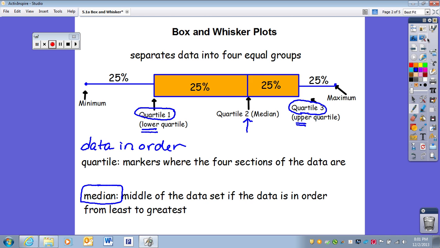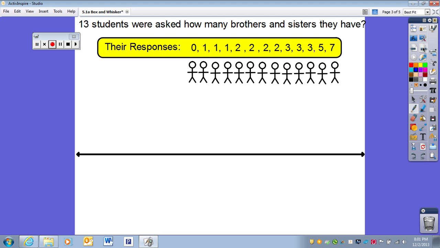So if we take a look at an example where we have 13 students that were asked how many brothers and sisters that they have. So we have these responses of 0, 1, 1, 1, 2, 2, 2, 2, 3, 3, 3, 5, and 7. What we need to do first of all is to make sure our data is in order from least to greatest, and it is. So next, what we need to do is to find the very middle of our data.